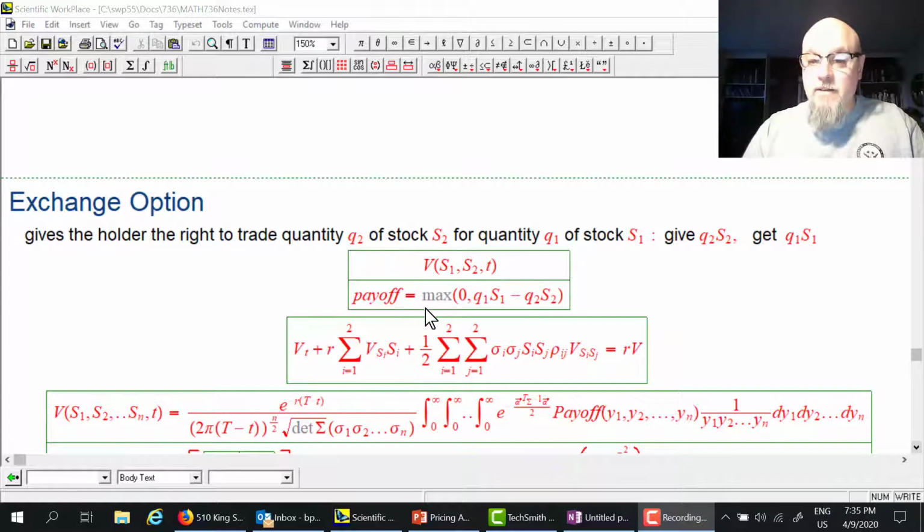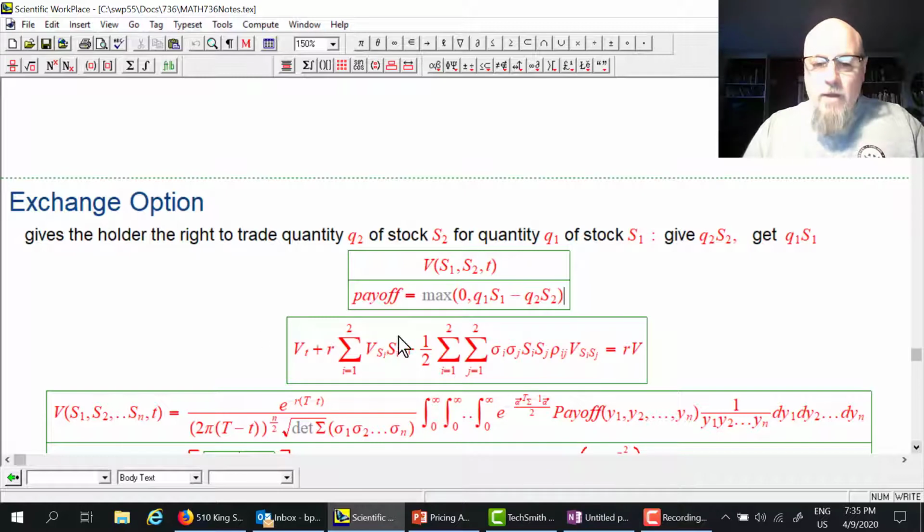The payoff at expiry is, well, you get the Q1 S1 and you give the Q2 S2, so it's the difference. Or zero, right? It's an option, so you only exercise it if this piece is positive. Otherwise, it just expires worthless. So we want to price this particular basket option, but it's only got two stocks.